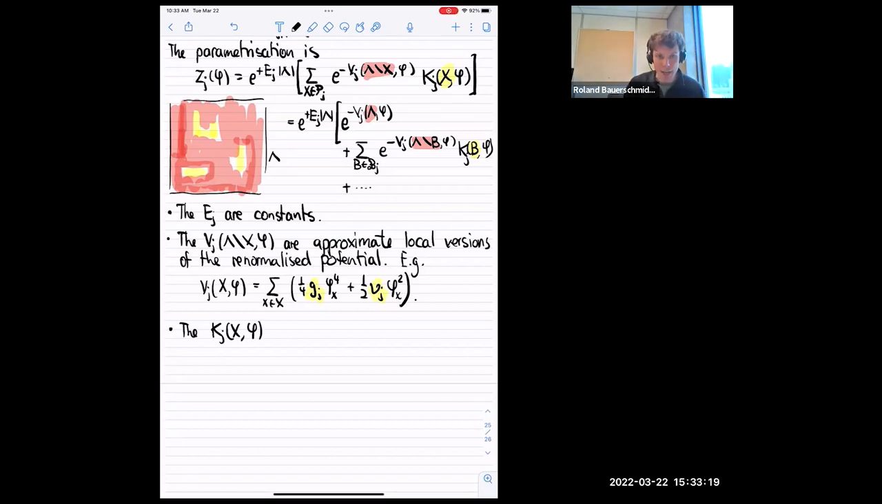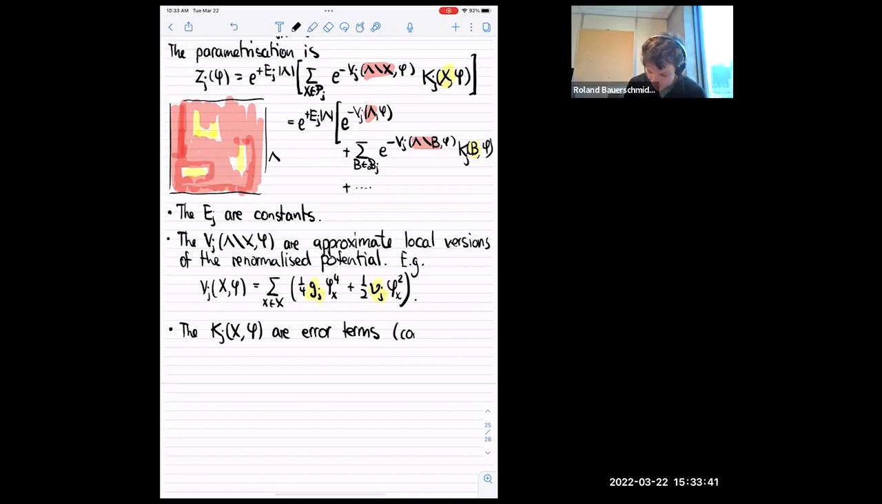So what are the K_j? These will, in some sense, represent error terms that encode to what extent this local potential approximation is not exactly correct, as we saw. I mean, there are all these non-local terms, etc. And all this goes into this K.